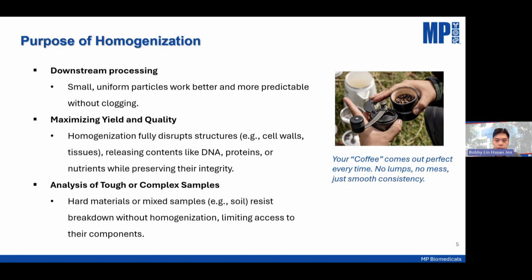And essentially, that has to do a lot with our homogenization process to disrupt the challenging samples, such as cell walls or fibrous tissues. And last but not least, the analysis of tough or complex samples. In this case, we also have soil being a very highly resistant material that is very hard to break down without homogenization.